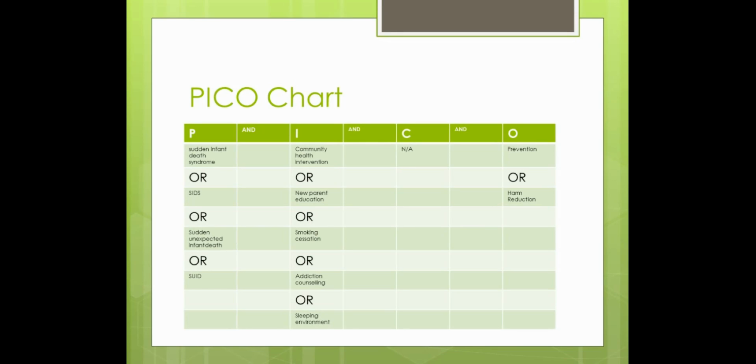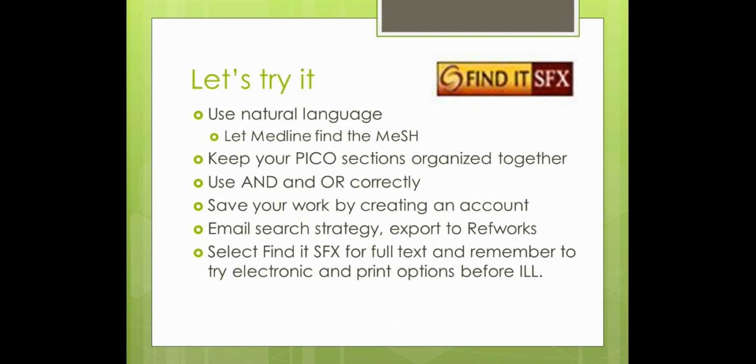Earlier in the tutorial I mentioned Boolean operators. The general rule is that you OR all of your synonyms and then AND your concepts together. So let's try this. The key to using Medline is practice and letting the database do the heavy lifting. Use your natural language and Medline will find the MeSH headings for you. Use your PICO chart for the best organization and use Boolean operators correctly.